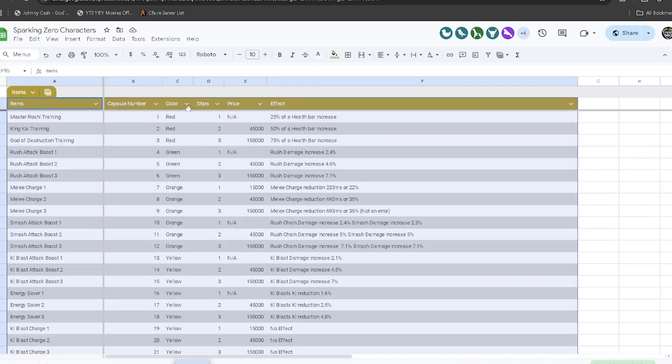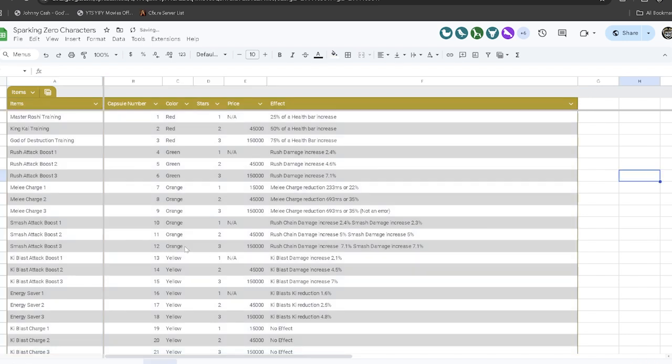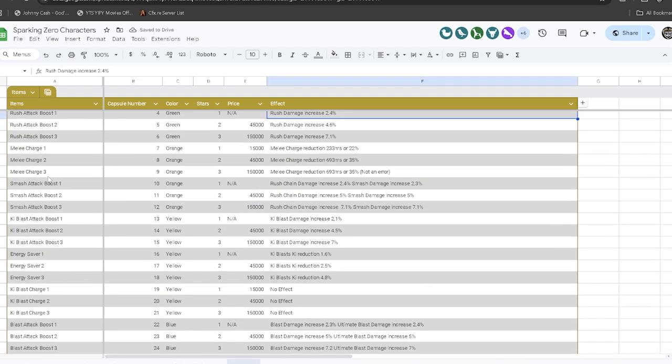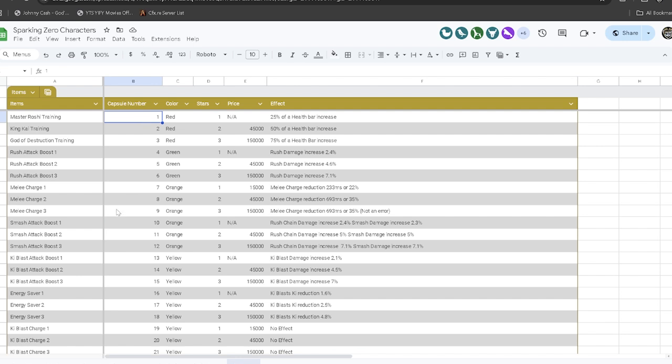And we have the items. So this items chart is essentially, oh, I'm moving stuff around. Come on now. There we go. Okay. This is all the items in the game. This is the capsule number it is. This is the stars it is. This is the color. This is the price. This is the price or how to get it. And this is the effect of each item. So that way you guys can come in here and see any effect of any item.